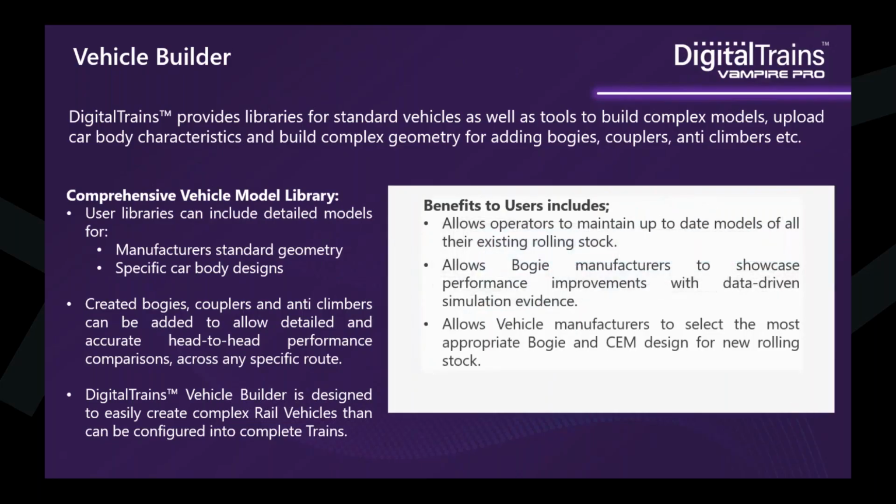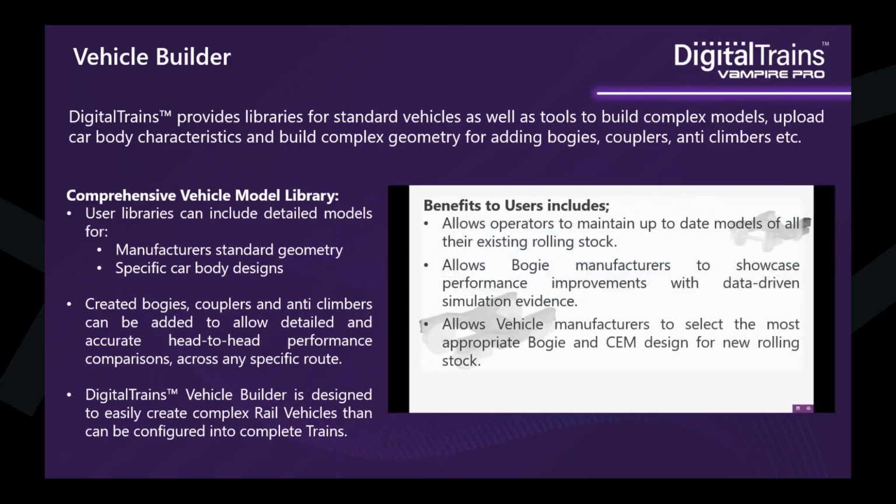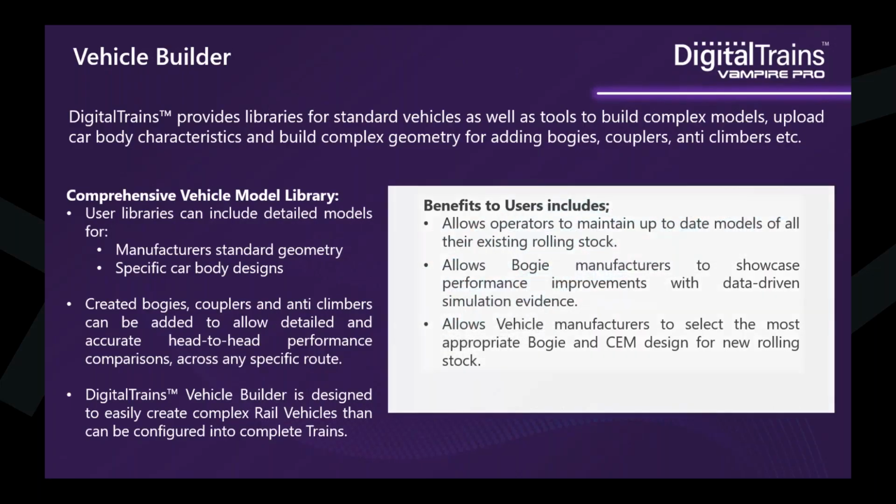So the vehicle builder is designed to easily create complex rail vehicles that can then be configured into complete trains. So this allows operators to maintain up-to-date models of their existing rolling stock. It can allow bogie manufacturers to showcase performance improvement, and can allow vehicle manufacturers to select the most appropriate CEM system for their new rolling stock.